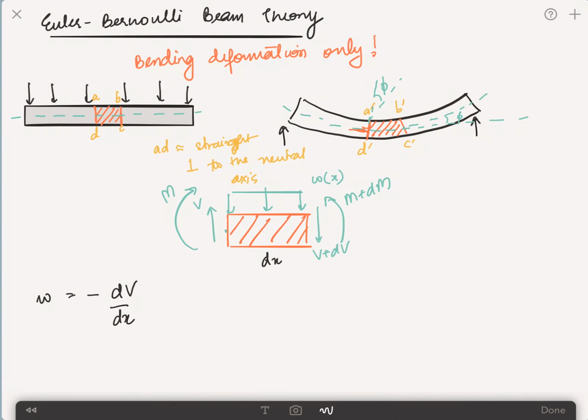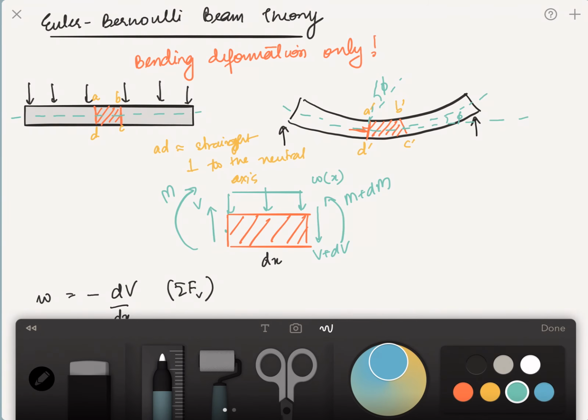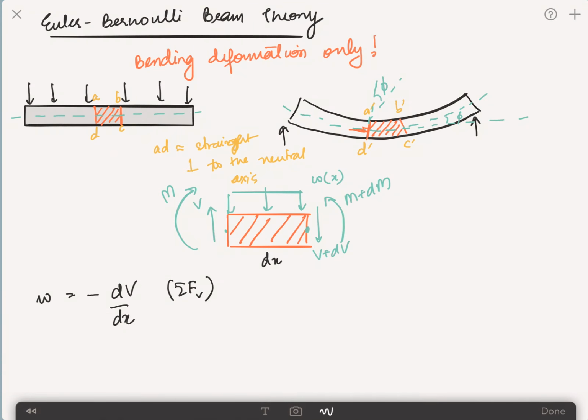If I do, this comes out of a force equilibrium. So I'm just going to do a force equilibrium in the vertical direction. And if I do a moment equilibrium at the second point, or the point here, then I will be able to also prove that the shear force V is given as a change in moment with respect to the length of the differential element.